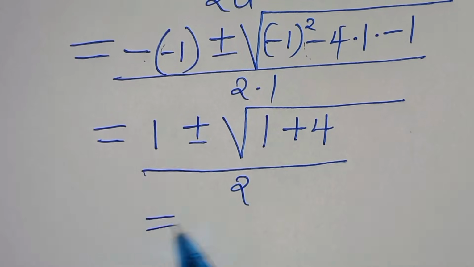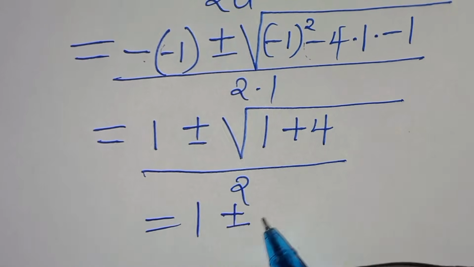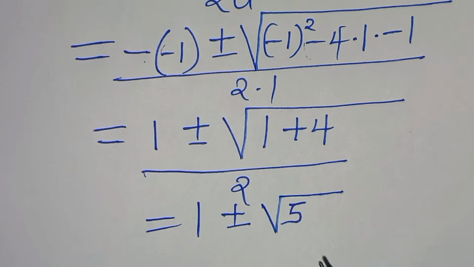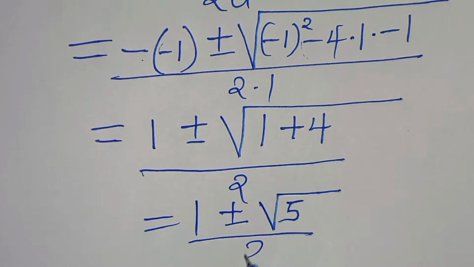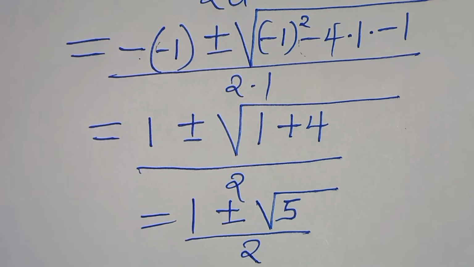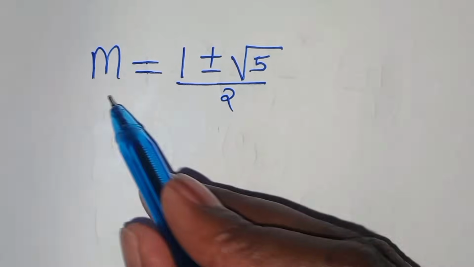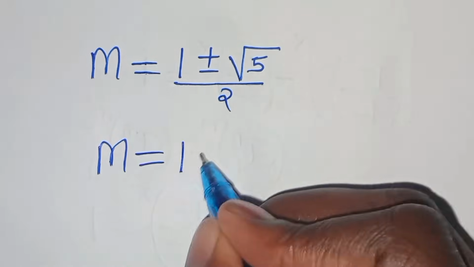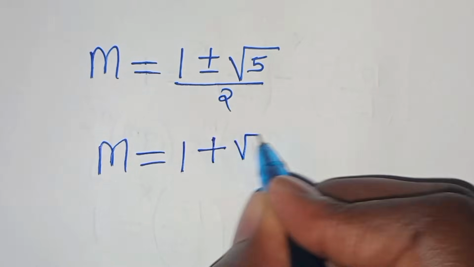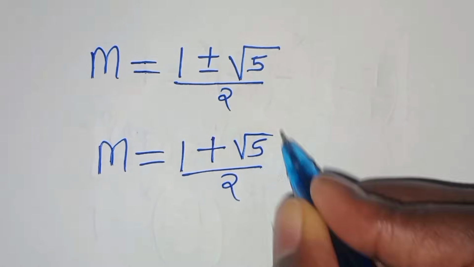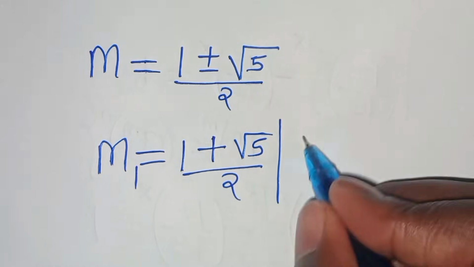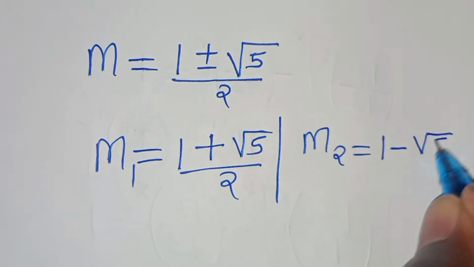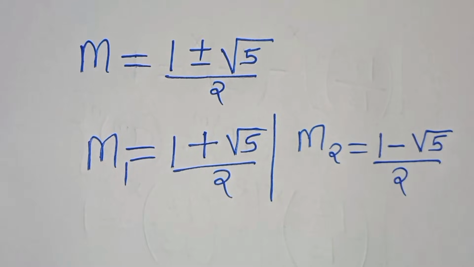So this is the same thing as 1 plus or minus the square root of 1 plus 4, which is equal to 5, then everything here divided by 2. So we have two values of m. We have m is equal to 1 plus square root of 5 over 2. This is m1, and m2 is equal to 1 subtract square root of 5 divided by 2.